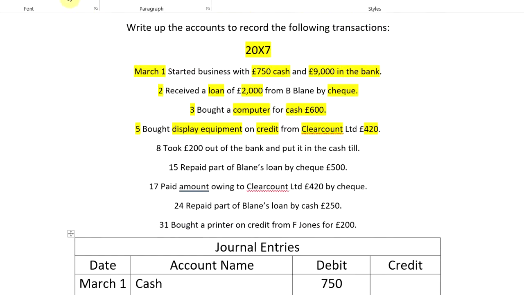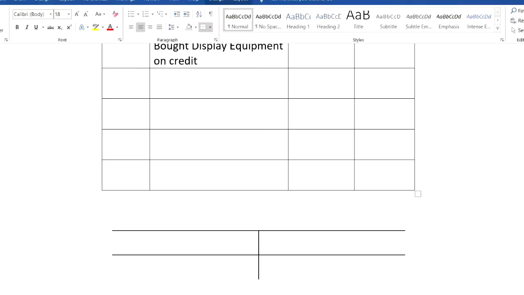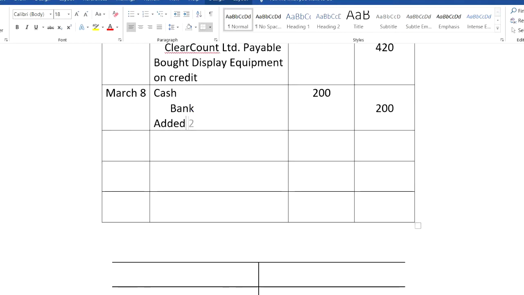Now the next transaction is: took 200 out of the bank and put it in the cash till. You withdrew 200 from the bank and kept it in cash. What's your destination? It's cash. Cash is our debit. And what's the source? Bank. So, March 8, cash 200 debit, bank credit 200. Now we will write the description: added 200 from bank to cash.